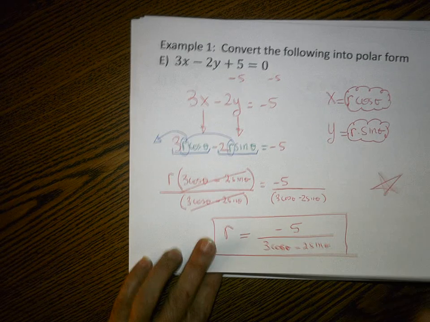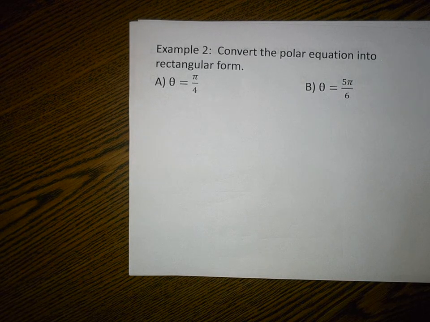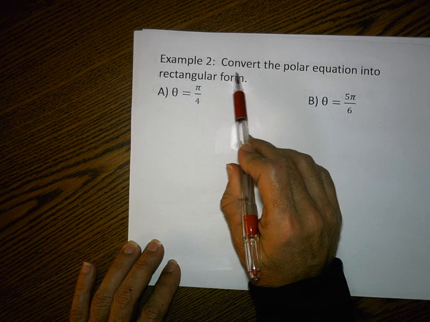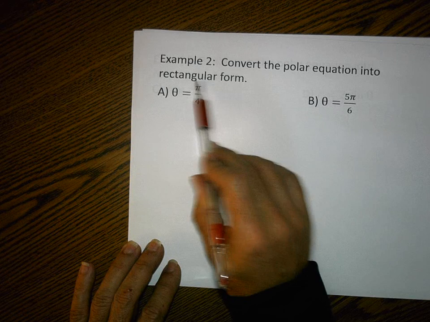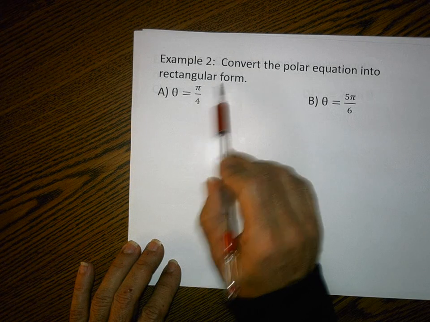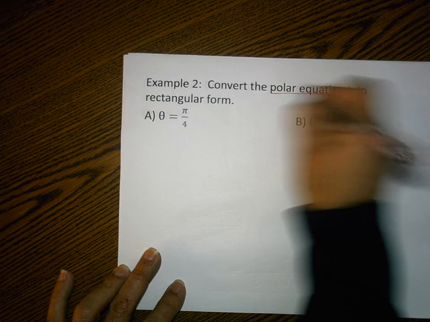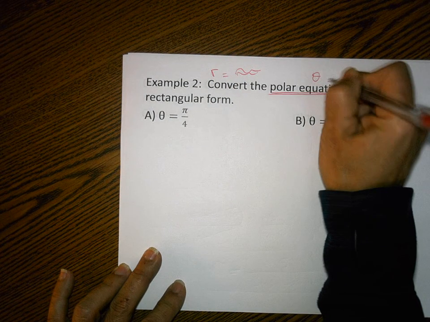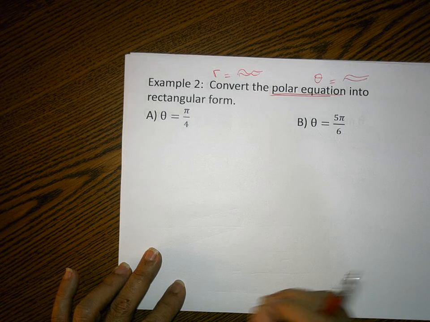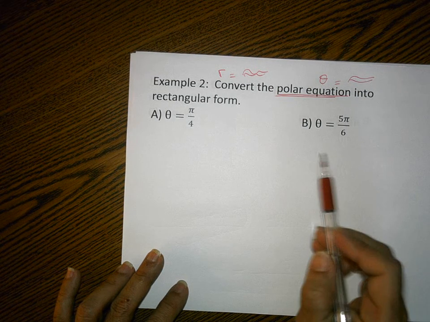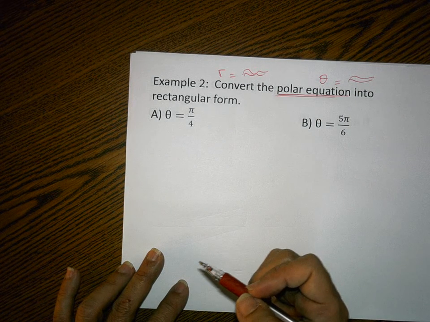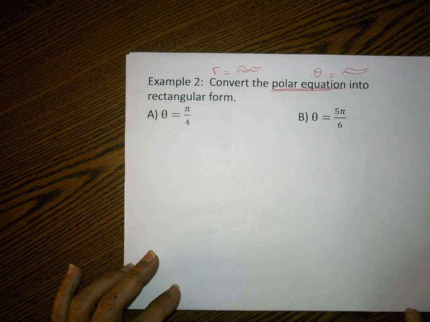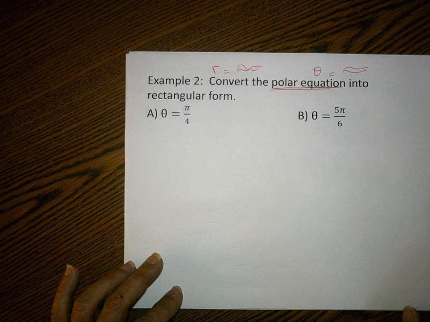All right, let's do another one. Now let's go from polar to rectangular. Convert the polar equations into rectangular. And you'll be like, hey, Myers, that doesn't look like polar. Yes, it is. Remember, a polar equation is always r equals something or theta equals something. So I'm going from polar, and I want to end up with rectangular. If I want to end up with rectangular, I either end up with x equals something or y equals something.